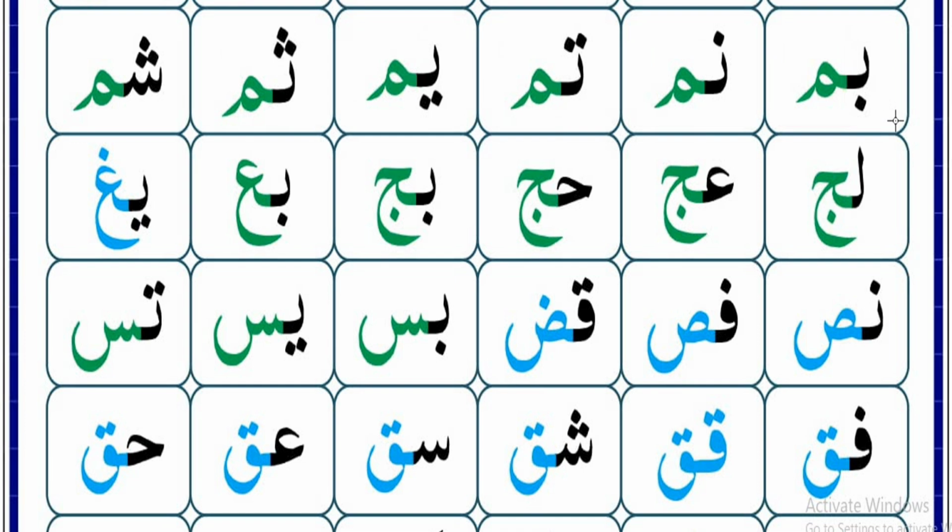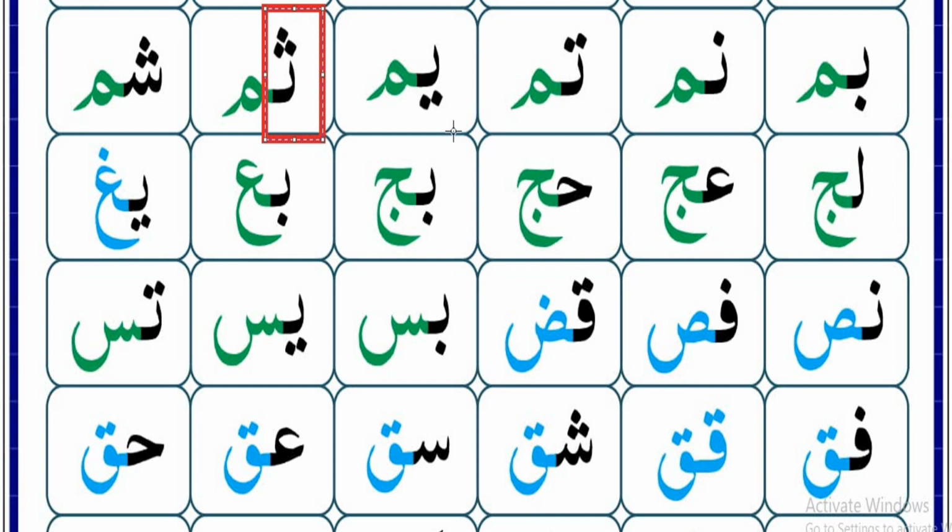Okay, so let's read from the beginning. The first is ba meme. The other is noon meme, and that is ta, the half shape, and the other is the full shape of meme. The first is the half shape of ta, so it's ta meme. The first is the half shape because it is connected to the next letter, and the last letter, since it is not connected, is in the full shape. Okay, now the next is ya meme, and this one tha meme.